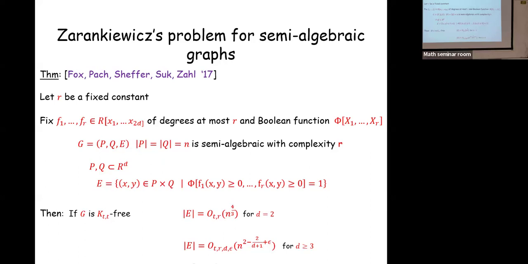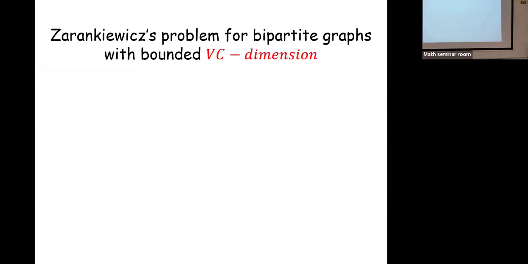So focus on this for a second: n to the 2 minus 2 over (d+1), roughly. This is what we get here. And one big ingredient in the proof of this theorem is the following: a completely combinatorial characterization or bound, without using algebra or geometry. It has to do with what is called the Vapnik-Chervonenkis dimension of a hypergraph.